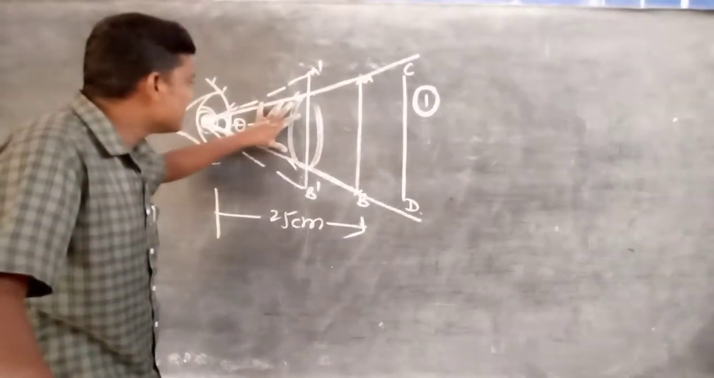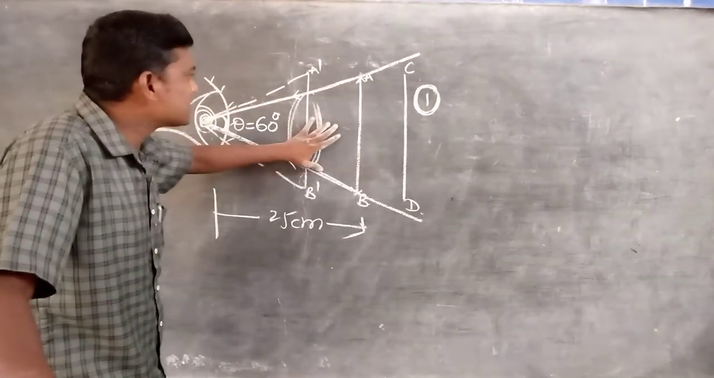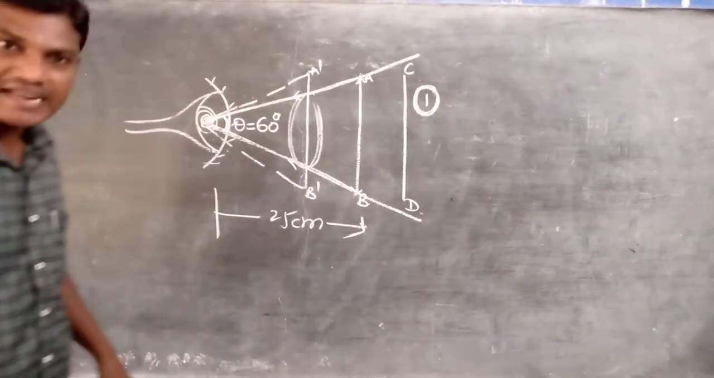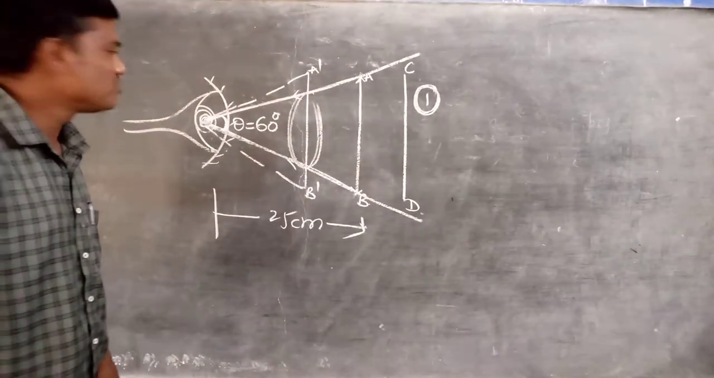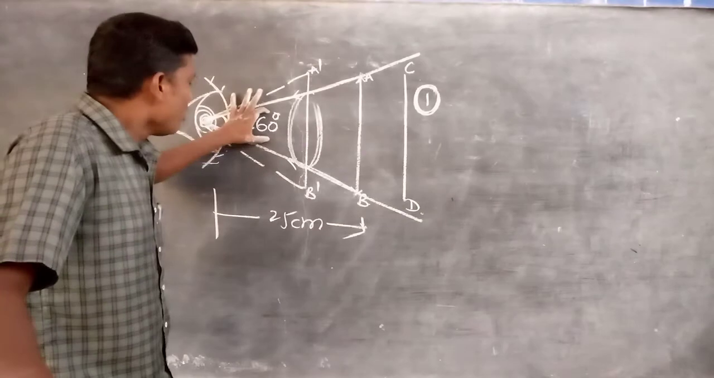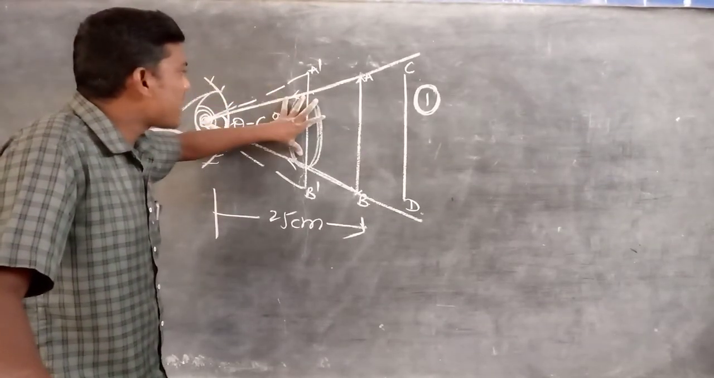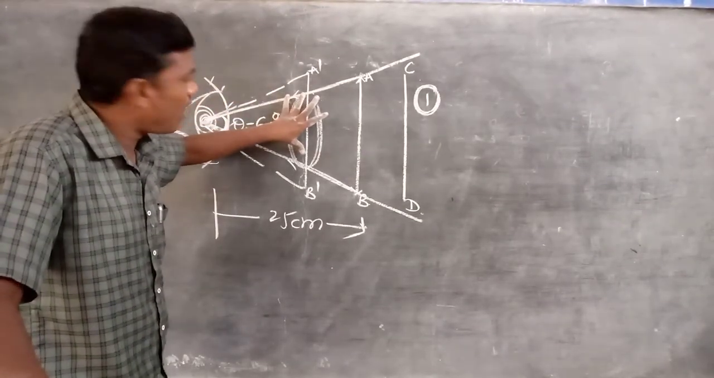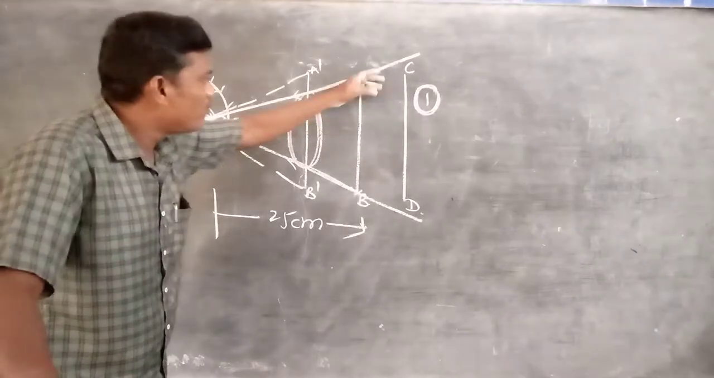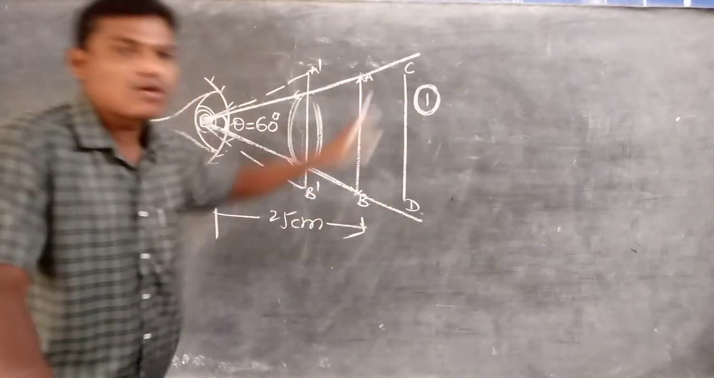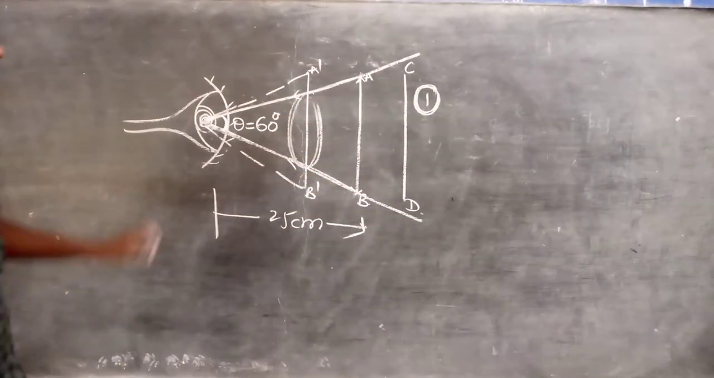If the angle is exactly 60, we can see the extreme points at a time. Both extreme points. If the angle is above the 60, we can see only part of the object. If the angle is below the 60, we can see which one? Whole object. This is the one.